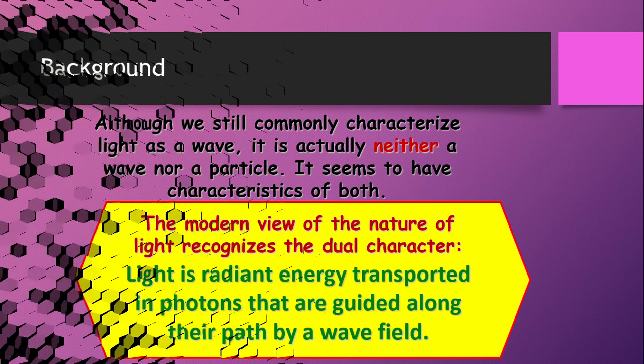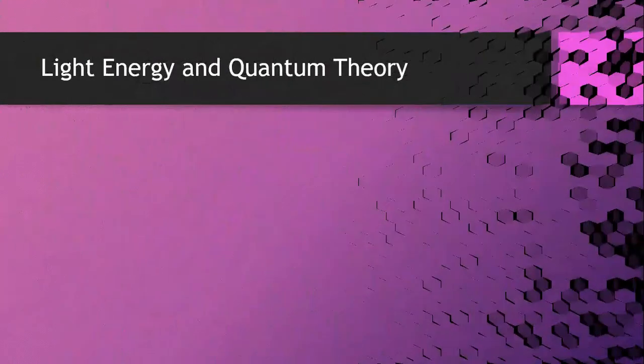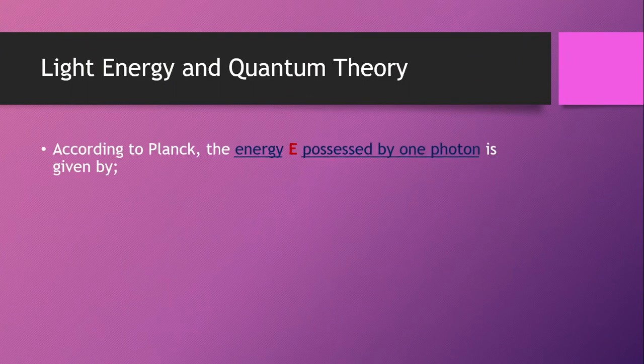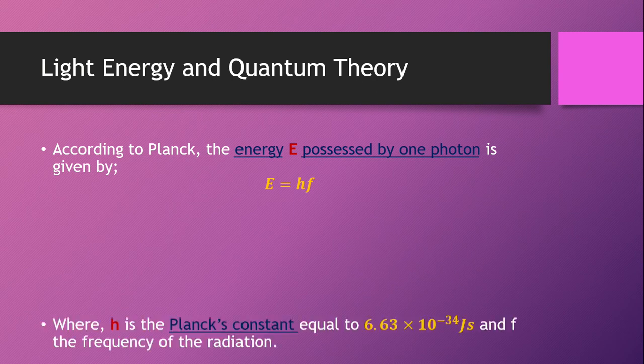So picking up now on this, light energy and quantum theory, how do they now come about? According to Planck, the energy E, that is basically the way we denote energy in terms of physics. The energy E possessed by one photon is given by E equals hf, of which E is energy, h is Planck's constant, and f is frequency. Let's explain what they are.